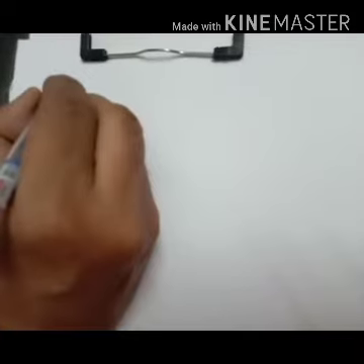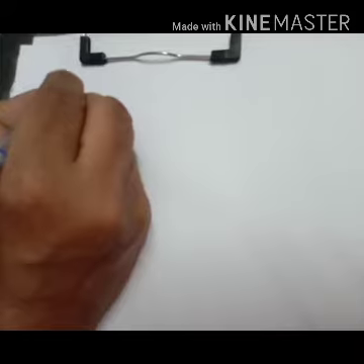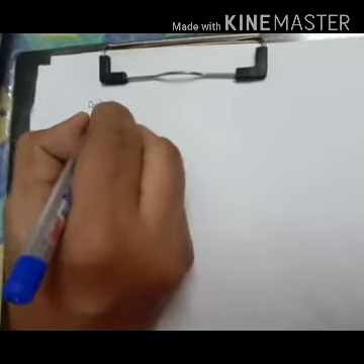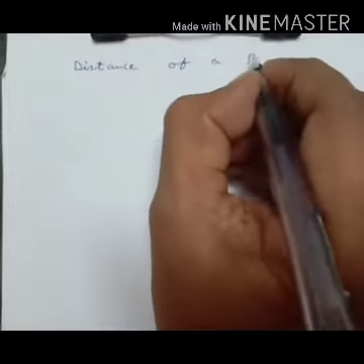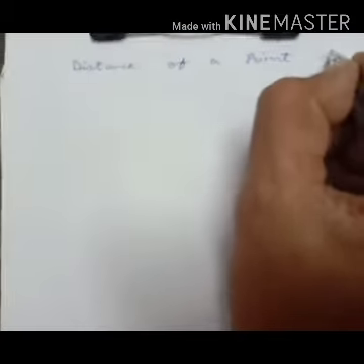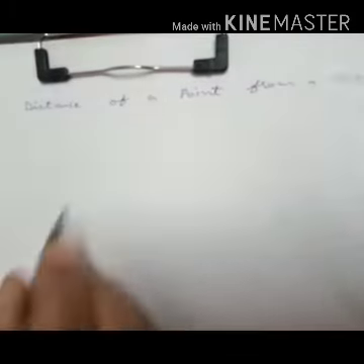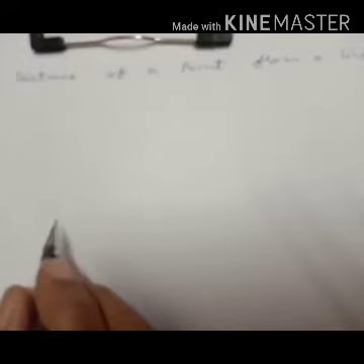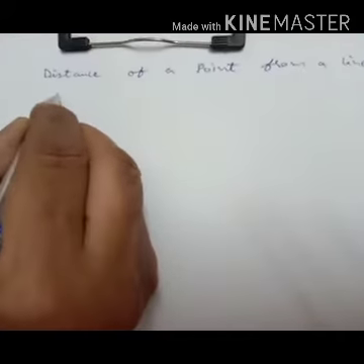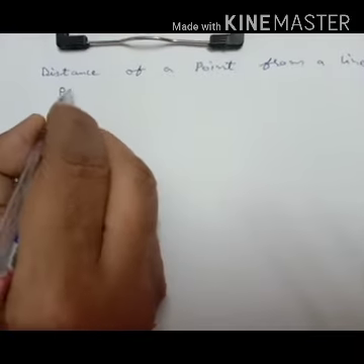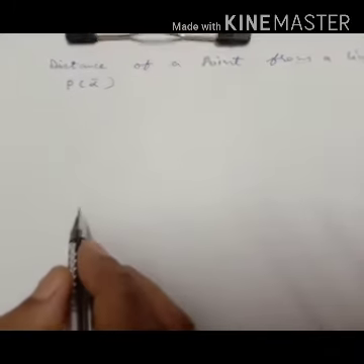Next article in the chapter three-dimensional geometry: Distance of a point from a line. If we know the position vector of a point, suppose P is a point whose position vector is alpha bar.